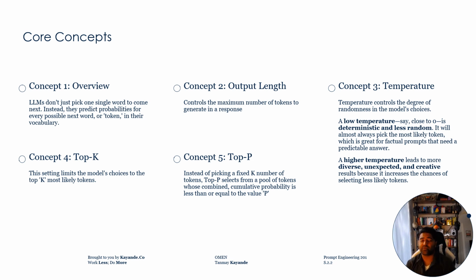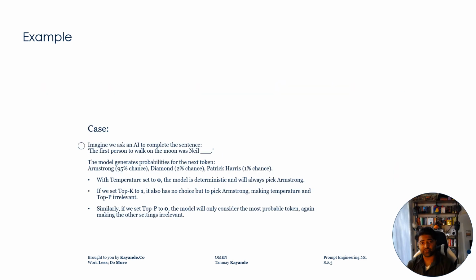So how do they work together? In a system like, for example, Vertex AI, the model first creates a pool of candidate tokens that satisfy both the top K and top P criteria. Then the temperature setting is applied to that smaller filtered pool to make the final random selection.